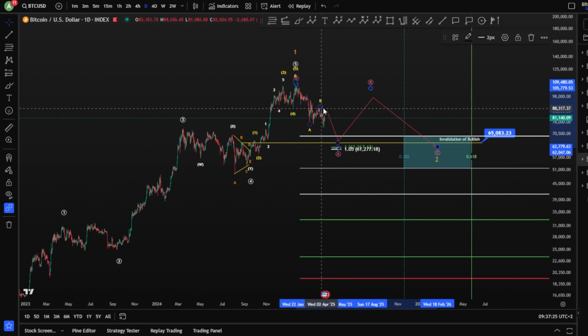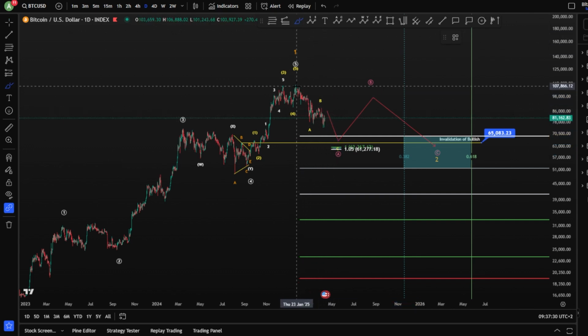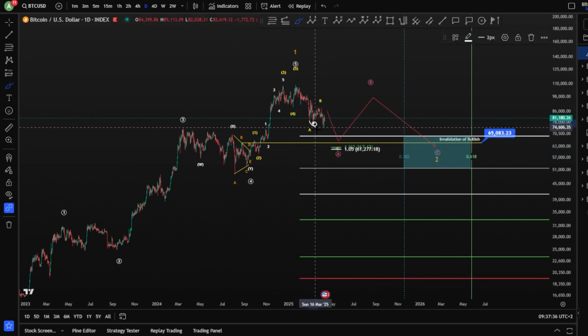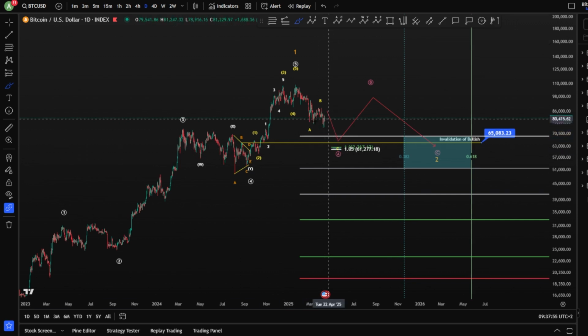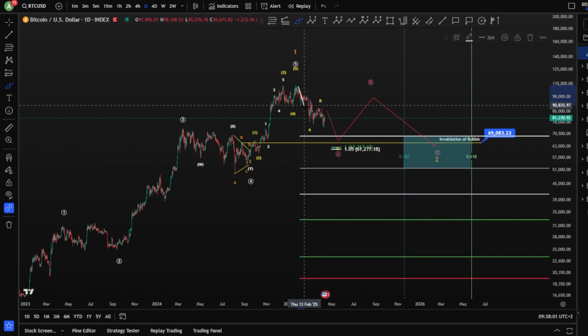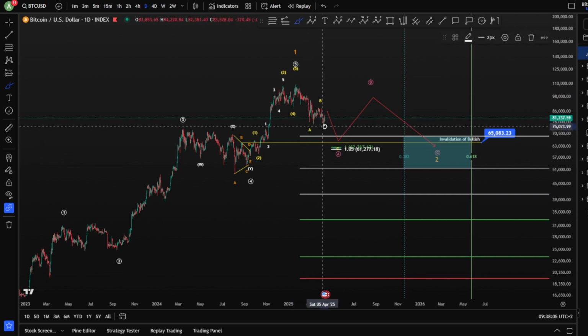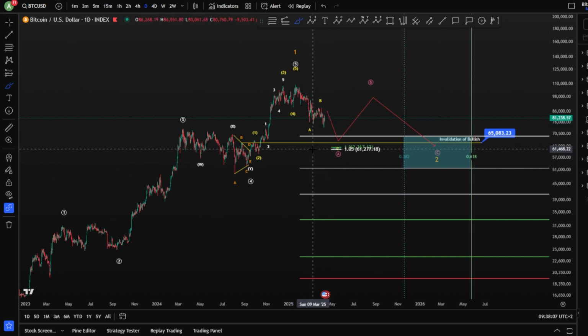Because it is a very complex structure, it is of course very complex to say where the wave A right now has finished. Did it finish at this point, or still looking for this point? Now on the 2-hour chart, we're going to see the 3 options that we might have in all these scenarios, where the wave A has finished here, here, or of course still looking for lower.